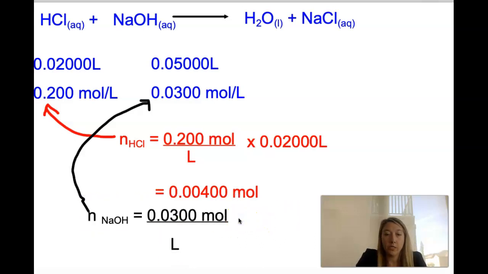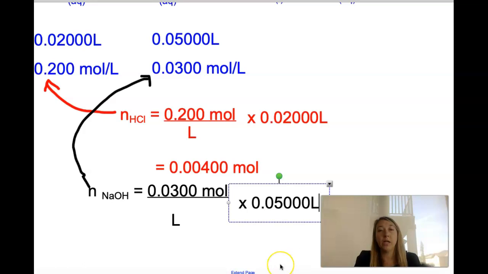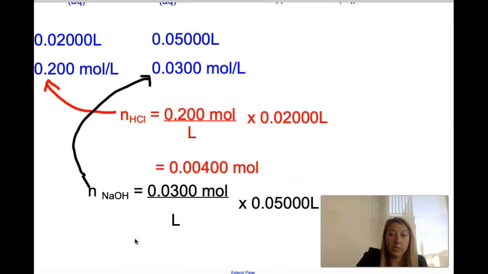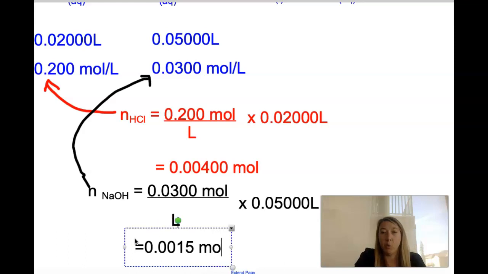And then we are going to times by that 0.0500 liters. Okay, so from here we're going to figure out how many moles of sodium hydroxide we have. So 0.03 times 0.05. We have 0.0015 moles. So because it's a 1-to-1 ratio between the two of them, we have more moles of HCl than we do of sodium hydroxide.